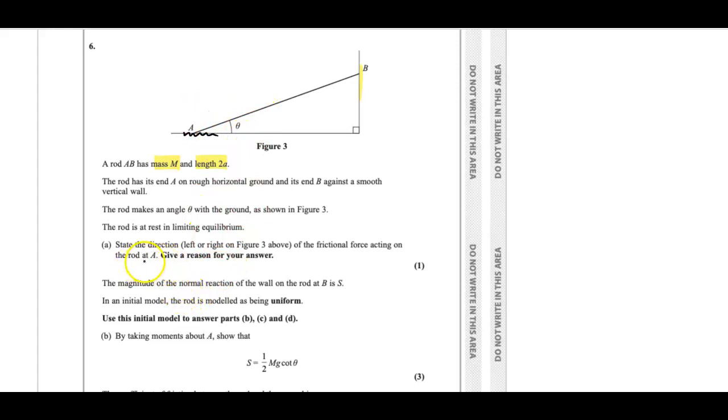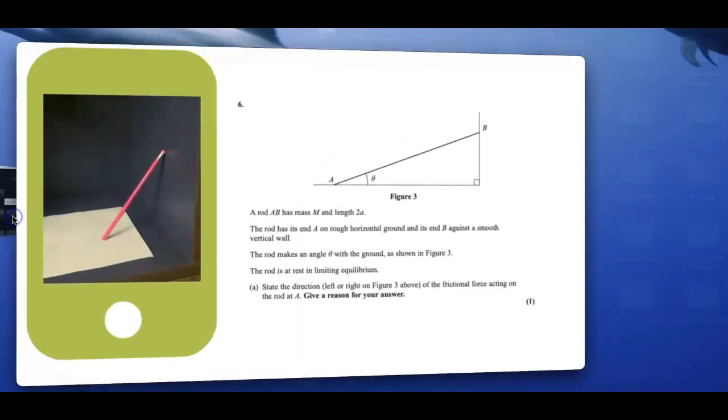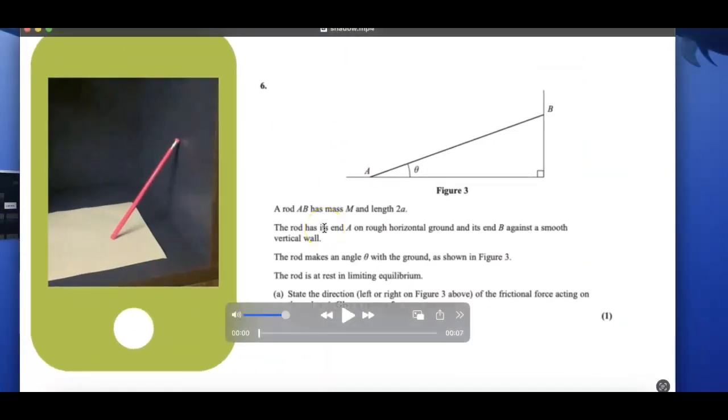Now, the first thing we have to find out: state the direction, left or right on the figure 3 above, of the frictional force acting on the rod at A. Give the reason for your answer. Okay, let's understand. Before I say anything, you think about it. I'll be showing you a video over here, as you can see.